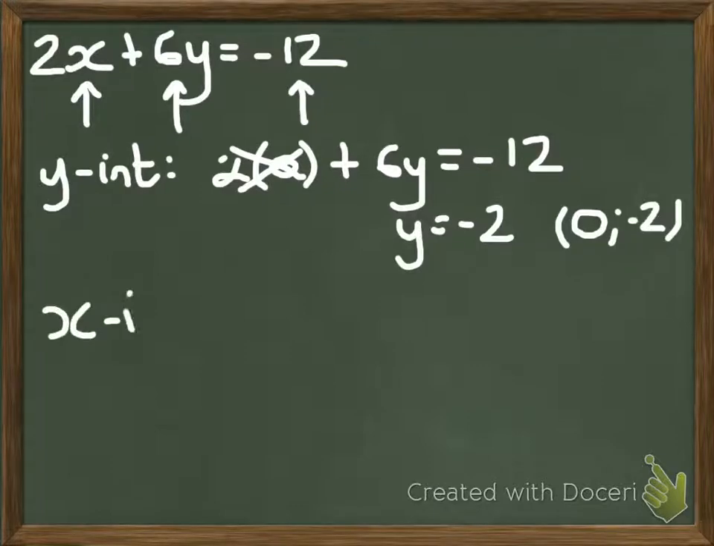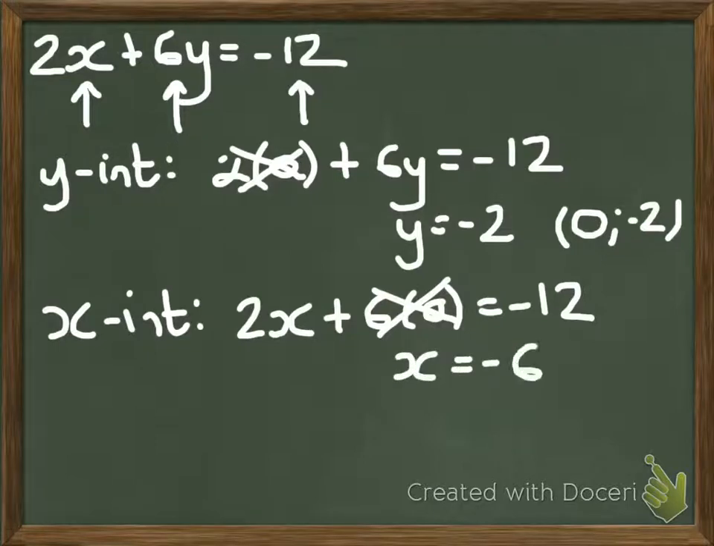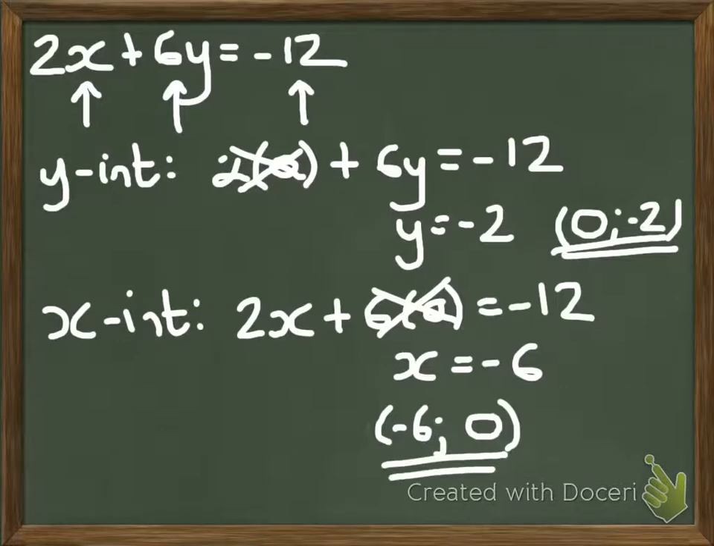To find my x-intercept, again, same old story, you're going to make the y value 0, because anywhere on the x-axis, y is 0. And obviously 6 times 0 is 0, so that term's gone. If you're doing this in your book, you might find it easier to just put your finger over the term that disappears. So 2x equals negative 12, so x is negative 6. In terms of the coordinate points, when y was 0, x was negative 6. So (0, negative 2) is your point on the y-axis, and (negative 6, 0) is your point on the x-axis.